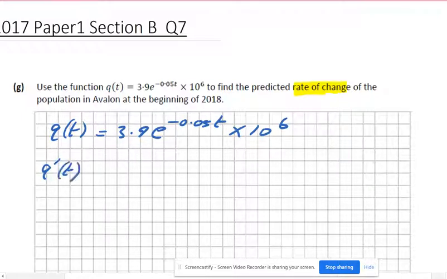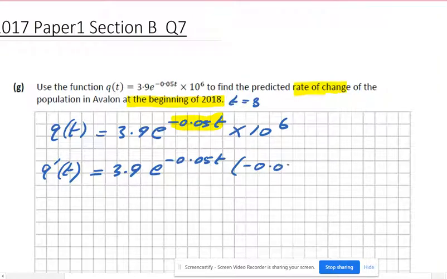And at the beginning of 2018, in other words, when we're finished differentiating, find it when time is equal to 8, because time is equal to 0 in 2010. Okay, so differentiating, again, a constant just stays in front, so that 3.9 stays where it is. Now if you differentiate e, it becomes itself, e to the power of minus 0.05t, but because of the chain rule, you must differentiate what's in the power separately. So you differentiate that and you get multiplied by minus 0.05. And the 10 to the power of 6 is another constant, so that just stays where it is.